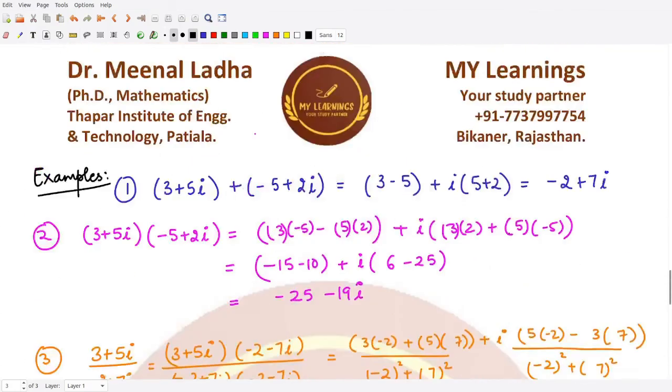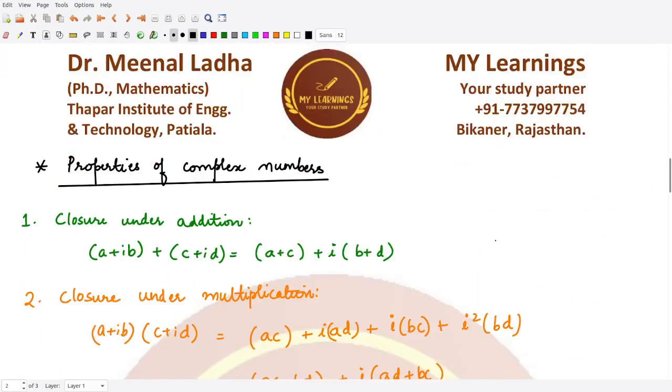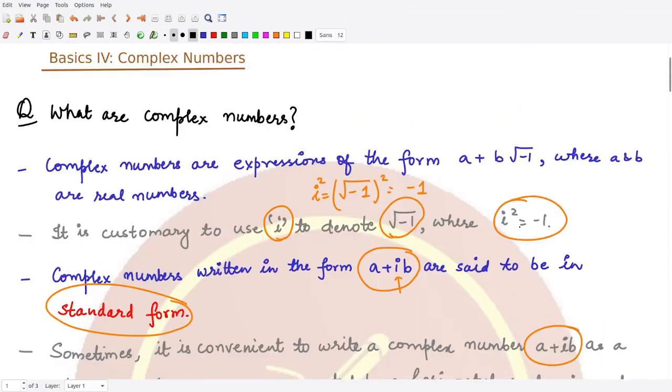So I hope you understood these basics about complex numbers, right? If you wanted to learn more about it, you could just consult your previous books regarding this.